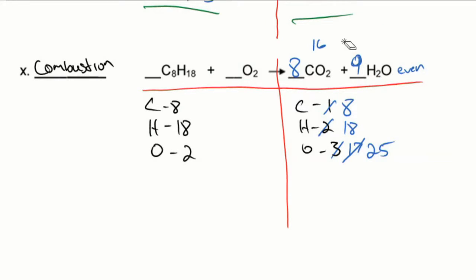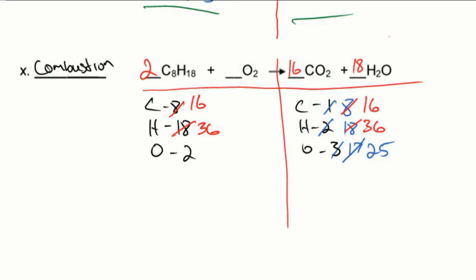So here we go. I'm going to put a 2 here. I'm going to change this to a 16. I'm going to change this to an 18. I might need to break out my calculator here to count these oxygens. 2 groups of 8 gives me 16. I have 16 there. Let's look at my hydrogens. I have 36, and over here, 18 times 2 is 36. So that's happy. Now I need to count my oxygens on my product side.